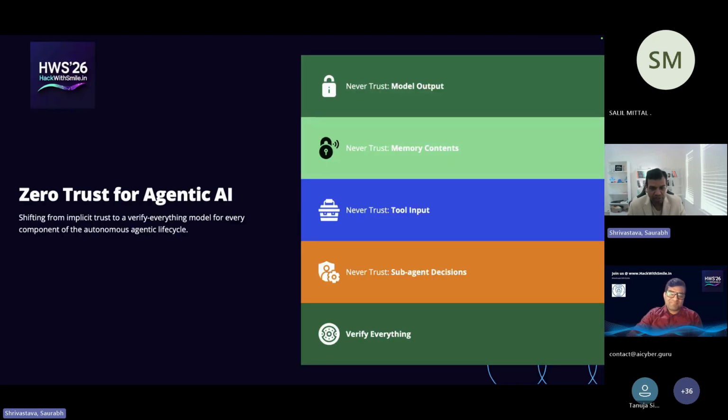So there is some advanced security design principle, like never trust. You always see that zero trust model we built for, and the zero trust model for agentic AI is: the model output, or the memory content, or tool input, or sub agent decision, verify everything, right? And verification can be done in different ways. It can be human in the loop, or it can be cross validation also. It's not necessary that you have to do manual validation, right? So if I'm taking the tool input with different input, I can validate that. Memory content I can validate between long-term and short-term memory, or with my history also, going back and validating that.